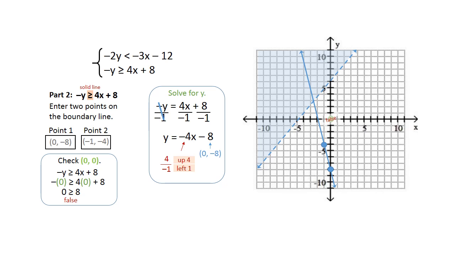Because that's a false statement, that makes my point on the graph false. So the right-hand side's false, and we're going to actually shade the left-hand side. So as you shade the left-hand side, you notice that you overlap the shading in the upper left corner, and that's the final solution to our problem.